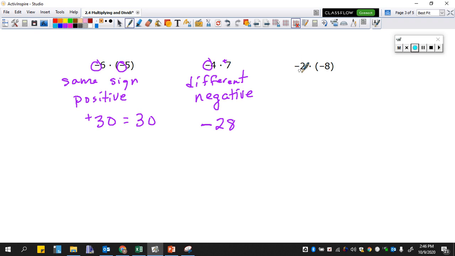All right, last problem on here. You have a negative 2 and a negative 8. The signs, once again, are the same, so the answer is going to be positive. 2 times 8 is 16. Remember, if there's not a sign in front of it, it's considered to be positive.